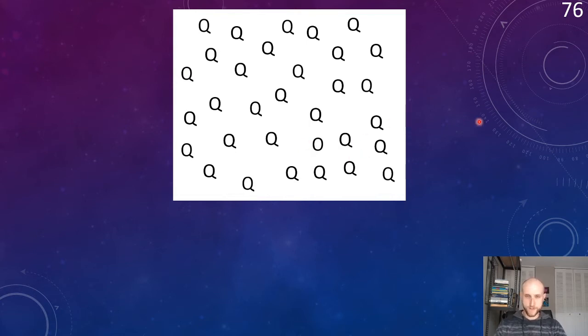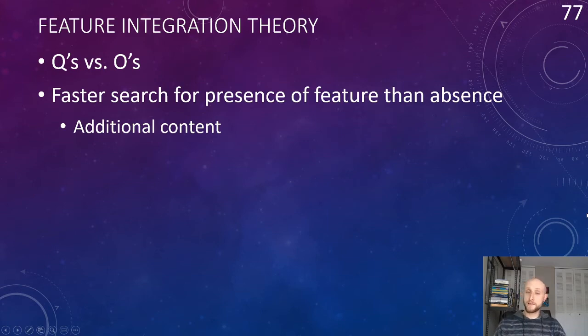Now, did one of these two searches take longer? So looking at those arrays, what we likely found was that searching for the Q amongst the O's was easier to do than searching for the O amongst the Q's. And the reason is, when there's more information for us, then it takes more time for us to process those features. So that extra information can help facilitate that search because it pops out, right? It makes it more apparent.